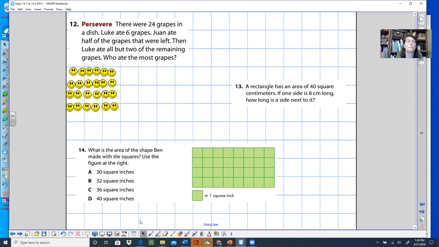I'm going back to a pointer. So I have taken care of the first step. There were 24 grapes in a dish. Luke ate 6 grapes. Okay, Luke's coming along and he is decimating 6 of the grapes. Okay, they go bye-bye. Juan ate half the grapes that were left. Well, good for him. Okay, so I am looking at this chunk that's left and going, ooh, I can cut that in half. Juan came along and ate half. These are now gone. Juan made a pig of himself.